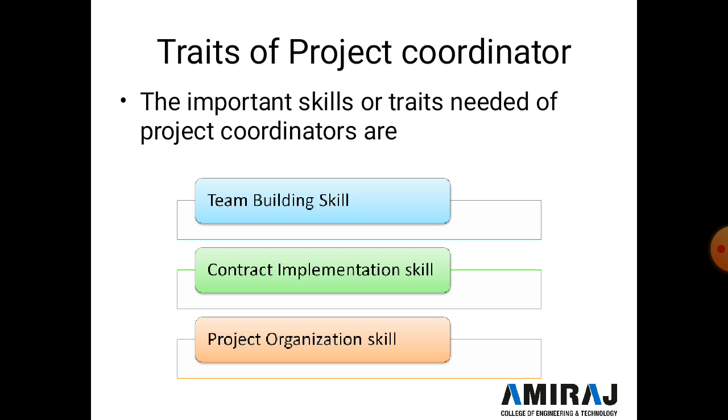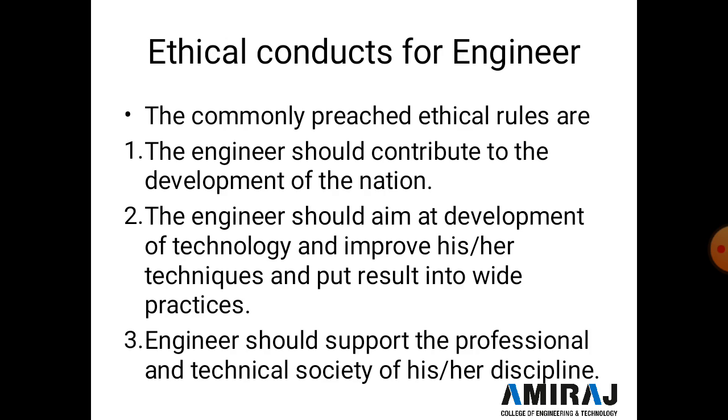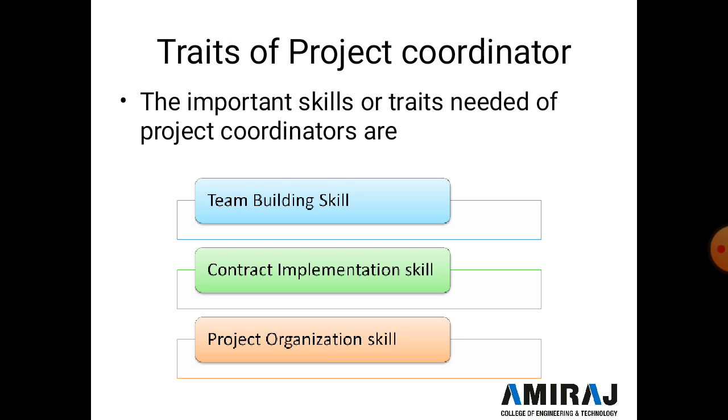Now next are the traits of a project coordinator. There are three main traits. The important skills and traits needed by a project coordinator are team building skill, contractor implementation skill, and project organization skill. In team building skill, a participative approach is required rather than a confrontational approach, and the coordinator needs to be concerned about the other person's ego, and should have a sound understanding of the problem.